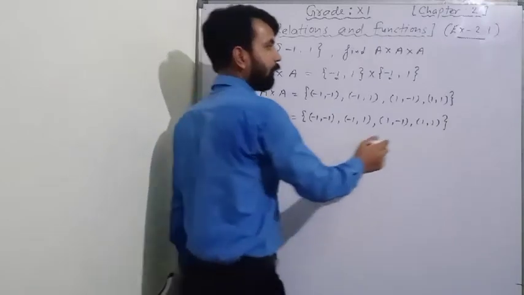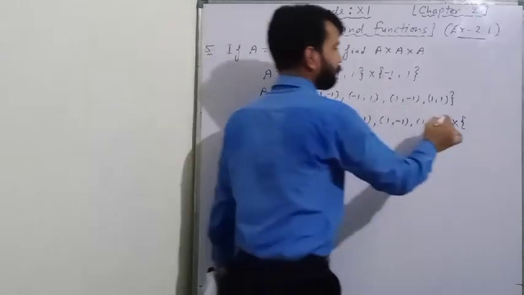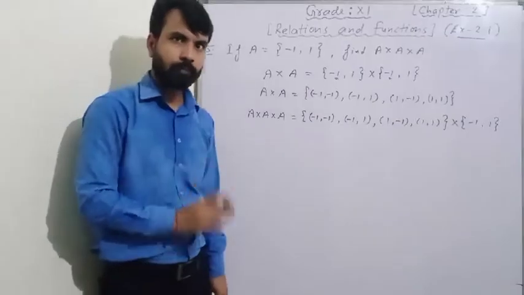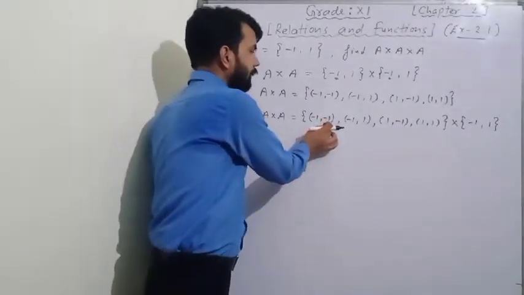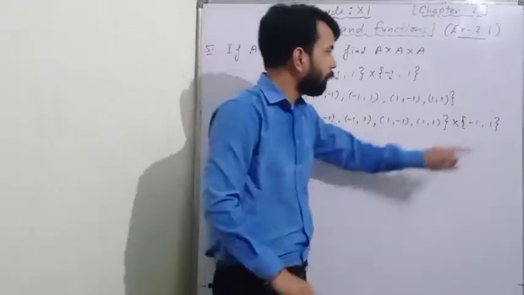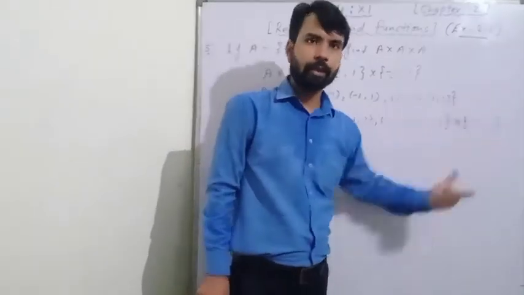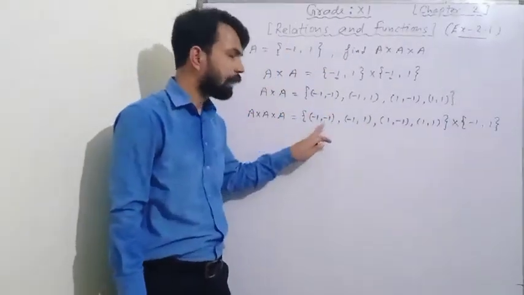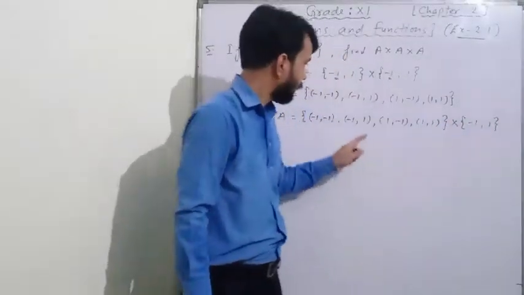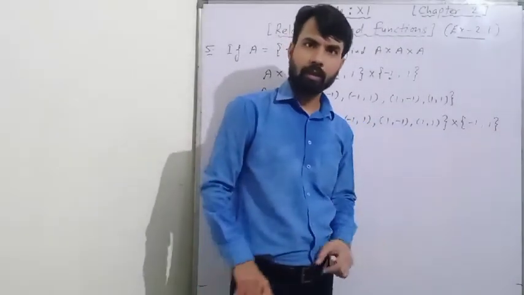Now cross A one more time. So cross A. A is what? -1 and 1. Any difficulty? Clear? Okay. Now consider these ordered pairs as the elements of the first set, and -1 and 1 are the elements of the second set. Let's find the Cartesian product. How? We will make a pair of this ordered pair with -1, and this ordered pair with 1. Similarly, we will make pairs of all these ordered pairs with both elements. Understood? So see.